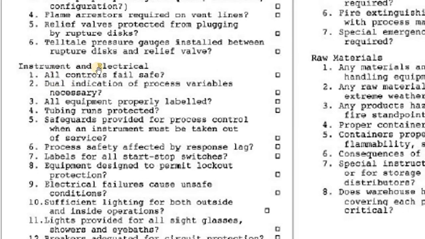What about the instrument and electrical? All control fail safe. Yes, all of them are safe. All equipment properly labeled. No, some of them are not labeled. You see, for example, process safety affected by response lag. Yes, it is affected. Labels for all startup switches. No, they don't have labels.